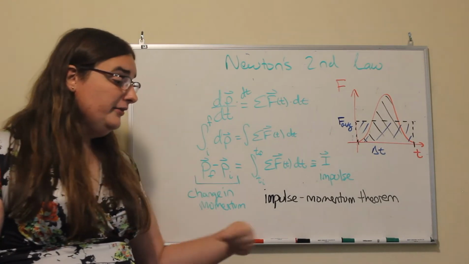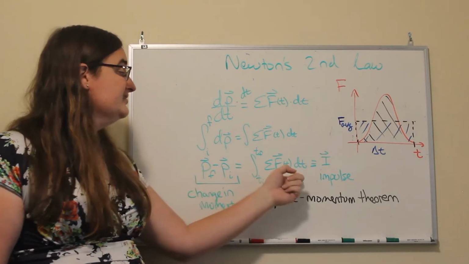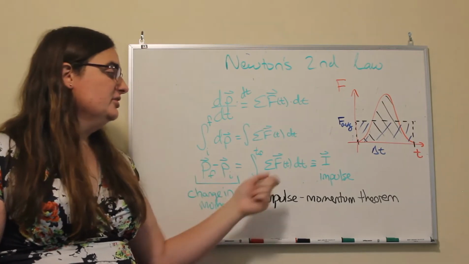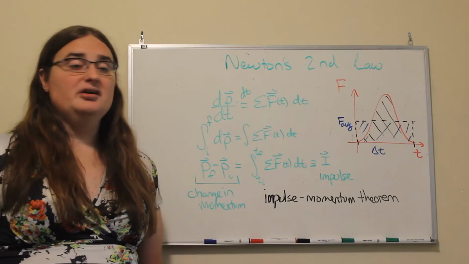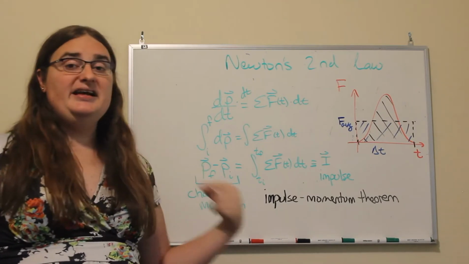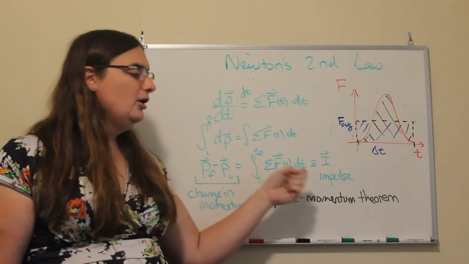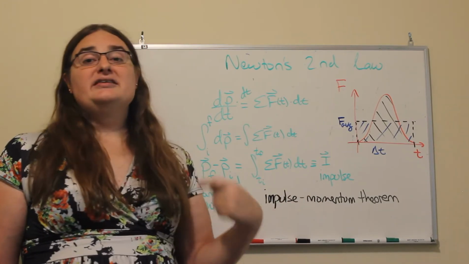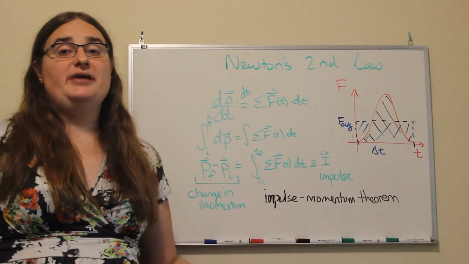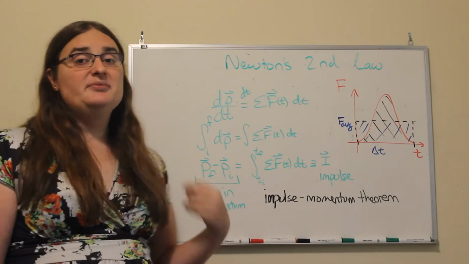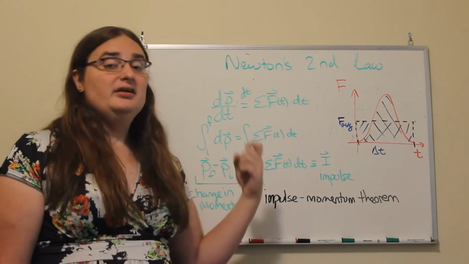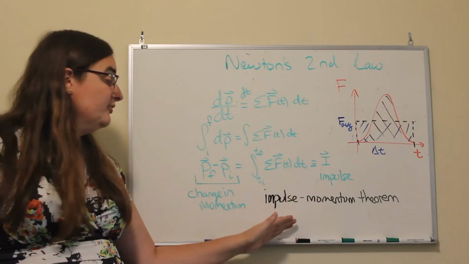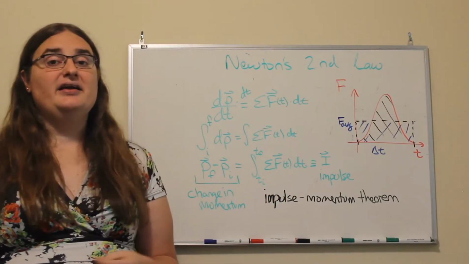Now, the other thing that I really want to point out about this is that it's a vector equation. Momentum has direction. Impulse has direction. If you want to change the momentum in the x direction, you need impulse in the x direction. And because time is a scalar, that means you need force in the x direction. If you want to change momentum in the y direction, you need impulse and force in the y direction. Same thing goes with z.